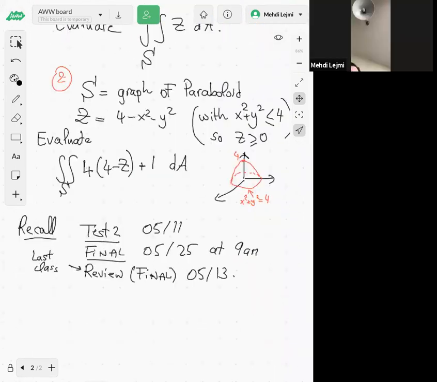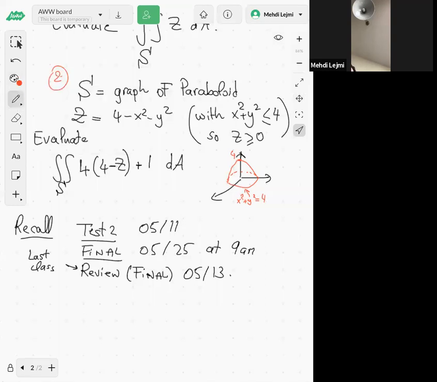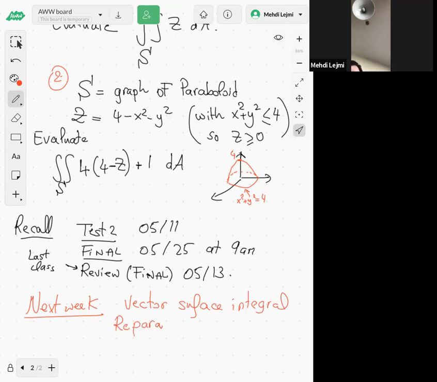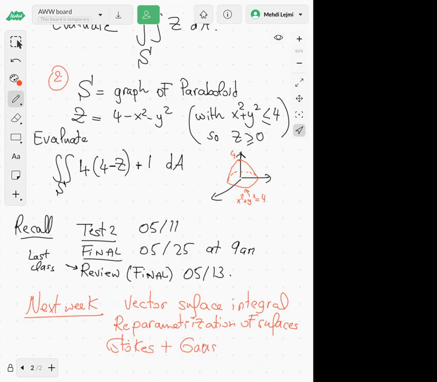Okay, guys, I'm going to stop here. So next time, Tuesday next week, I'm going to start the vector surface integral, and then, as I said, I'm going to talk about reparameterization of surfaces, as we did for paths, and then Stokes' and Gauss divergence theorem.